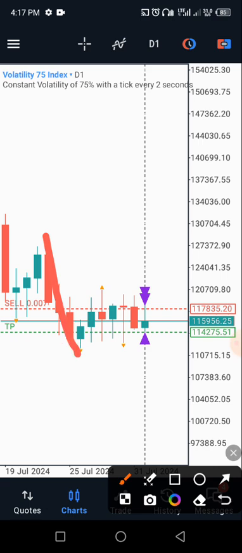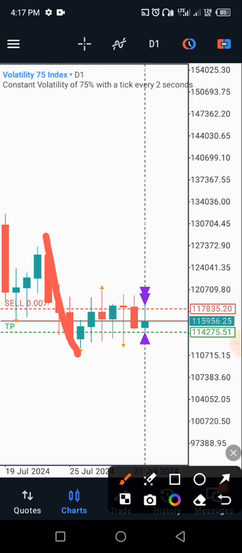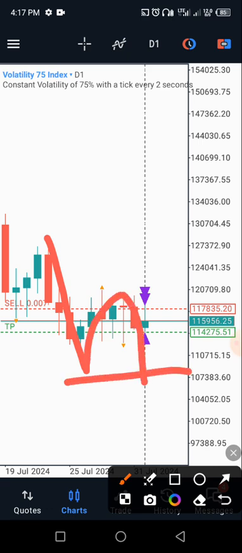So the first thing we want to do before we make use of this strategy is to know the direction of the market. Make sure you know where the market is going, if the market is going up or if the market is coming down. In this case we can see that the market is going down. So the direction of this market is a down market, and so we expect the market to keep going down.